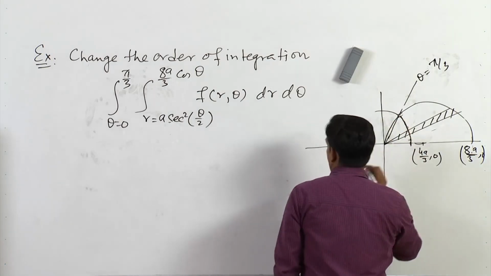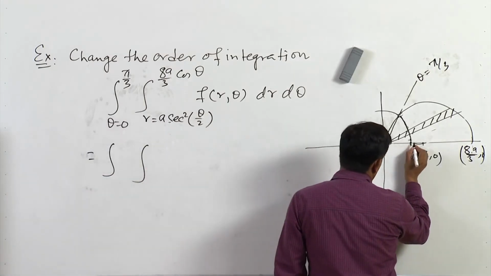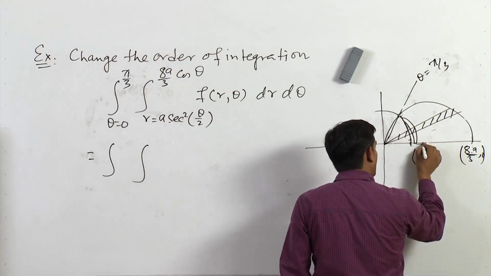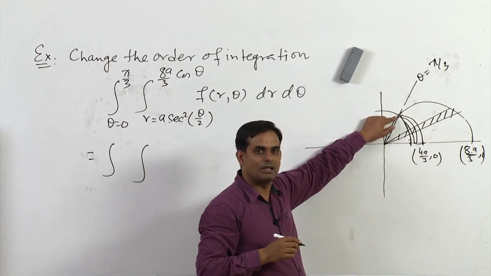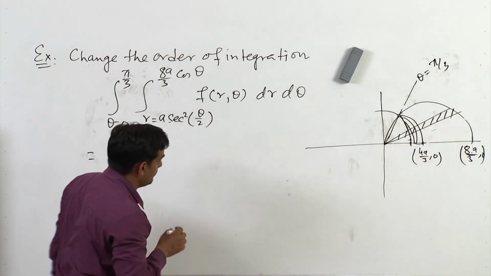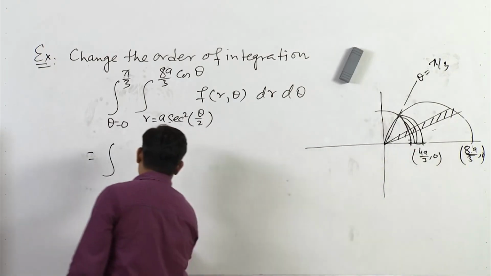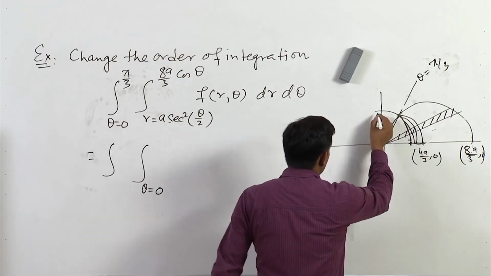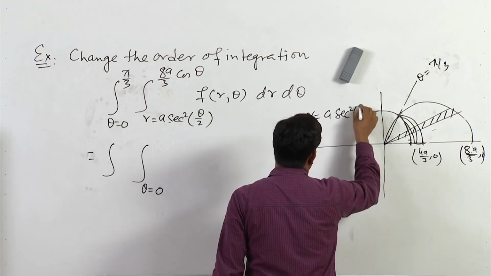Now, take the circular strip. So, my region starts here. So, the circular strip will be like this. When it is 4a by 3, this is 4a by 3 because it is the radius of this circle. So, the circular strip will start from this line, that is theta equals 0, and end on this curve. So, what is this curve? r equals a sec square theta by 2.